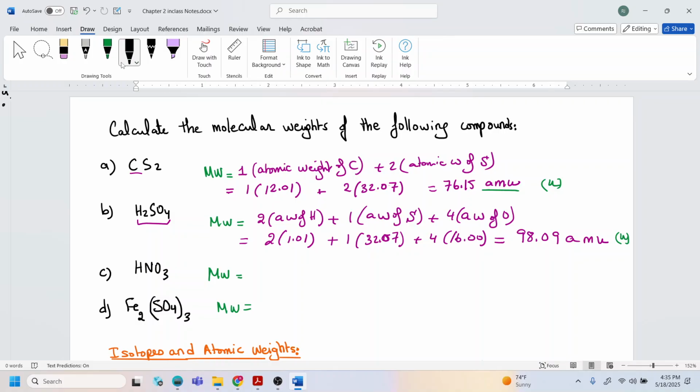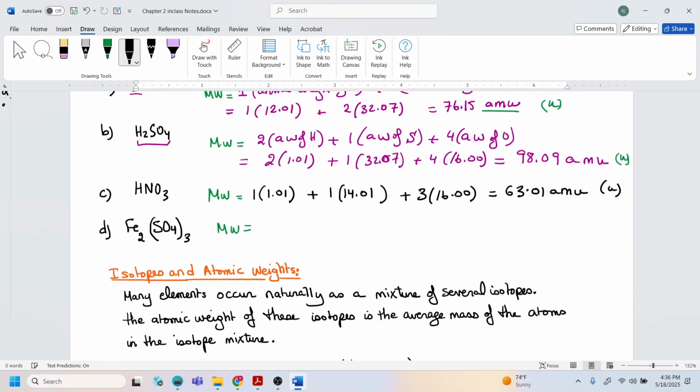HNO3, this is one type of acid, which is nitric acid. So the molecular weight here, I have 1 hydrogen, so 1 times the atomic weight of the hydrogen. I'm just going to write it down directly. Plus I have 1 nitrogen. The atomic weight for the nitrogen is 14.01. Plus I do have 3 oxygens. You multiply that by 16.00, and that is equal to 63.01 atomic mass unit. Same thing as U. And now of course the molecules can get more complex in there.